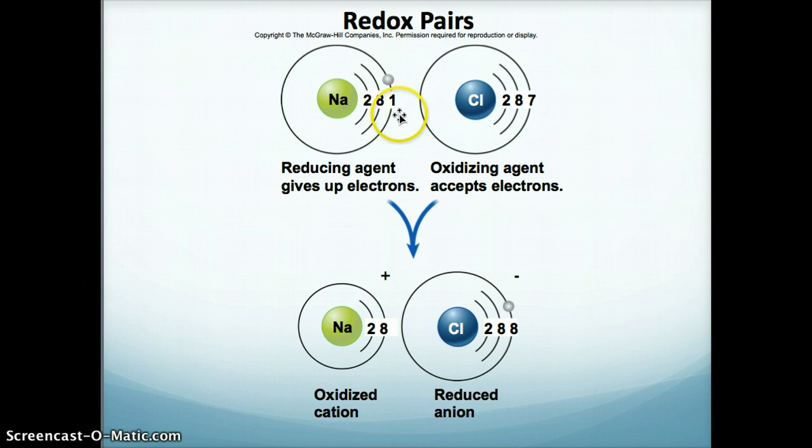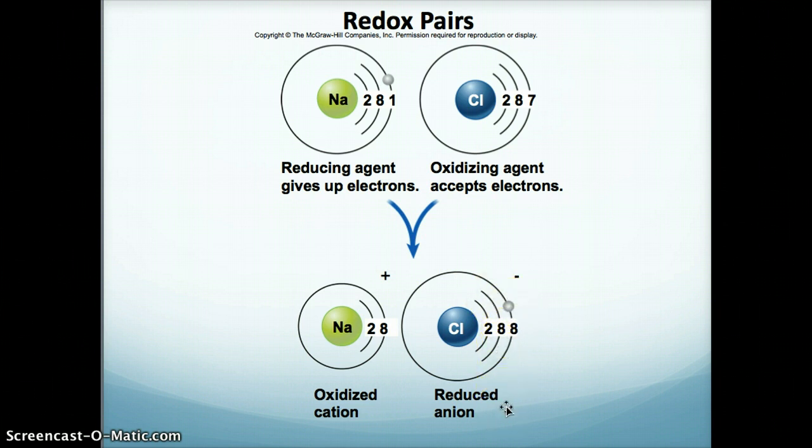So if it is mixed in with chloride, which has 7 in its valence shell, the outer shell, it also wants to have 8 there. What these two atoms will do when they're together is the sodium will give up an electron, and it will become oxidized because it's given up an electron. And the chloride will accept that electron, filling its outer shell to 8, and it will become reduced.